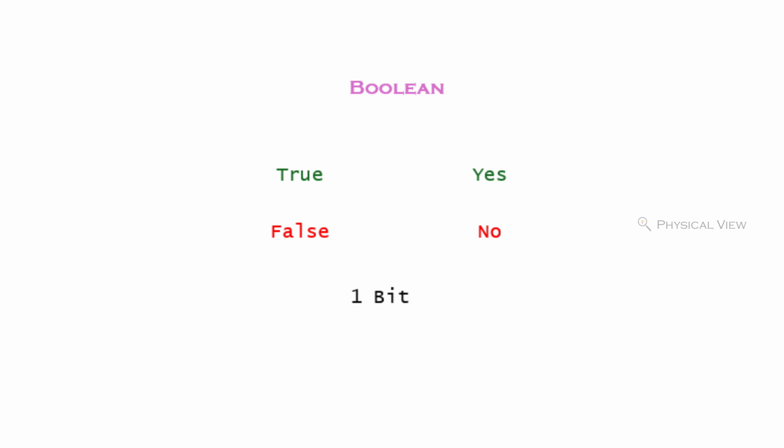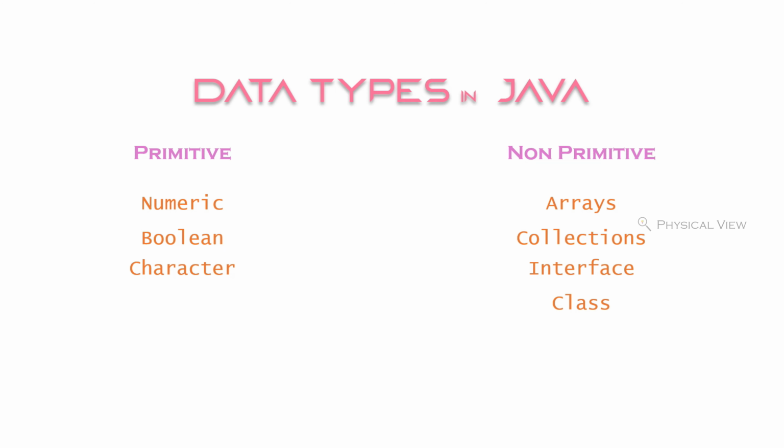The Boolean type has only 2 possible outcomes, yes or no, true or false. It is used in scenarios with limited outcomes like exam results. Below 35 is a fail and 35 or above is a pass. A Boolean can store one bit of data, just true or false.